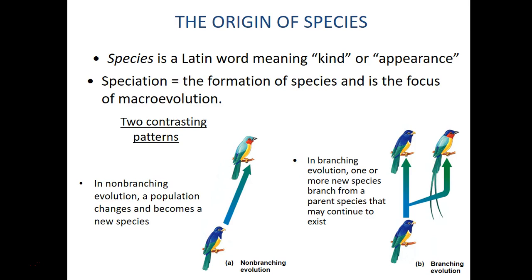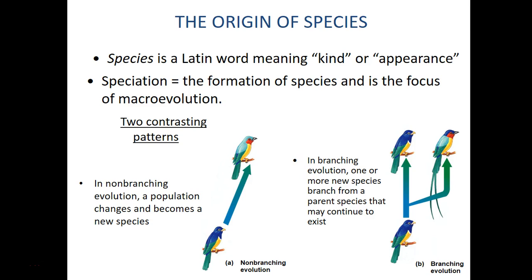So now let's talk about the origin of species. Species means kind or appearance, and speciation is the formation of new species and is one of the primary points of focus for macroevolution. So there's sort of two branching patterns, so contrasting patterns. The one is a branching pattern and the other one is non-branching.